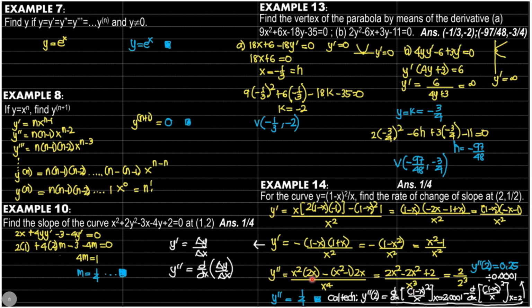Then the numerator is 2x squared, after we cancel x, minus 2x squared, then minus 2. Positive 2. Negative of negative 1, positive 1 times 2, because we already canceled x. So plus 2 all over x cubed. We cancel 2x squared, so that reduces to 2 over x cubed, and x is 2 here. 2 over 2 cubed is 1/4. So y double prime is 1/4. The rate of change of slope is 1/4.